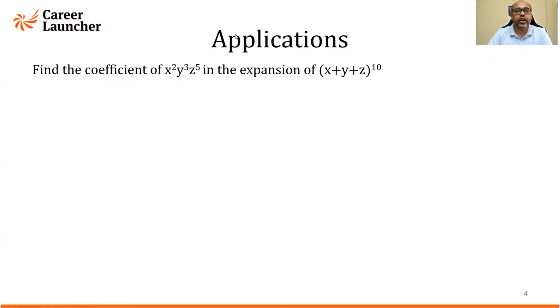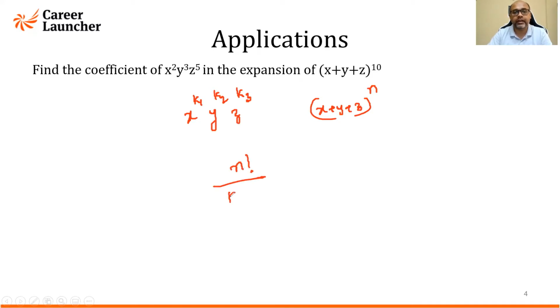Find the coefficient of x square y cube z power 5 in the expansion of (x plus y plus z) whole power 10. Now this is a direct formula. If you want to find x power k1, y power k2 and z power k3 in the expansion of (x plus y plus z) whole power n, the direct formula for the coefficient is n factorial by k1 factorial into k2 factorial into k3 factorial. So straight away apply that. Answer is 10 factorial by 2 factorial, 3 factorial, 5 factorial.